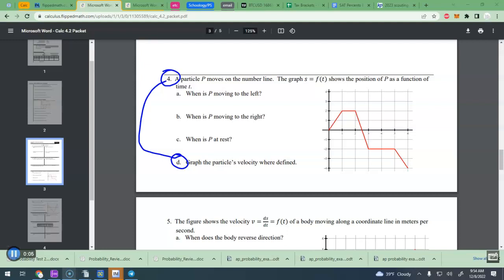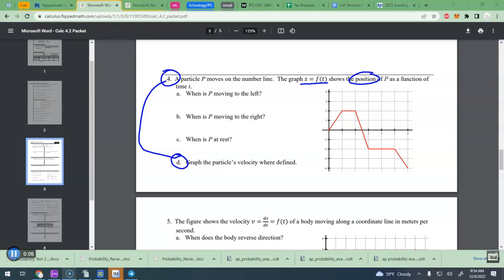This is a position graph. So S of t, S of position. So we're asked to graph the velocity. If I'm going from position to velocity, I'm going down a level, so I've got to take the derivative. But I don't have an equation to take the derivative of. I've got to take the derivative of a graph. So how do we take derivatives of graphs?